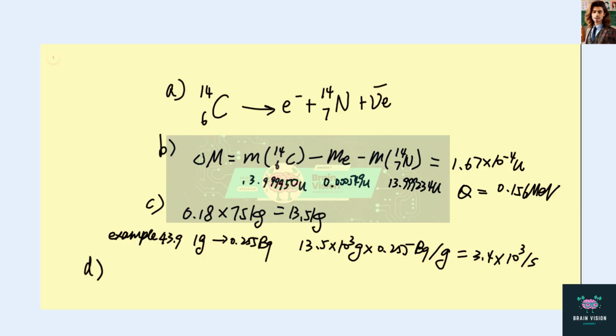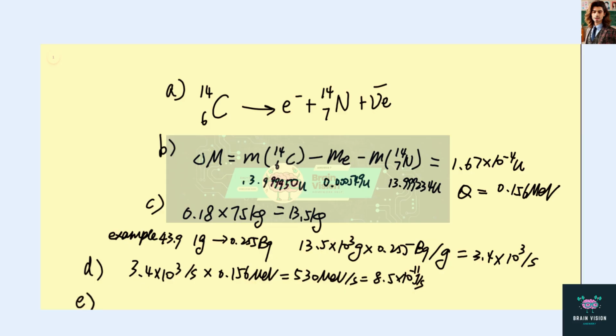Then part D asks us the amount of energy that is released. So, well, we have 3.4 times 10 to the third decays per second, and each decay emits 0.156 MeV. So together we will have 530 MeV per second, or in terms of joules, it's 8.5 times 10 to the negative 11 joules per second.